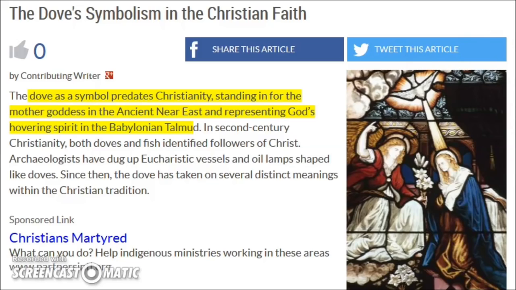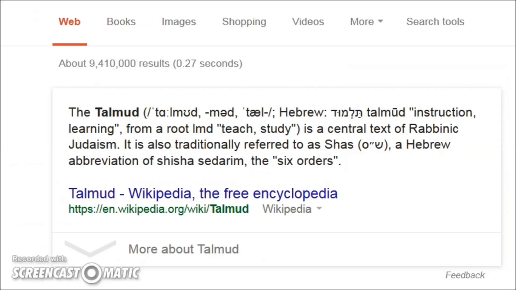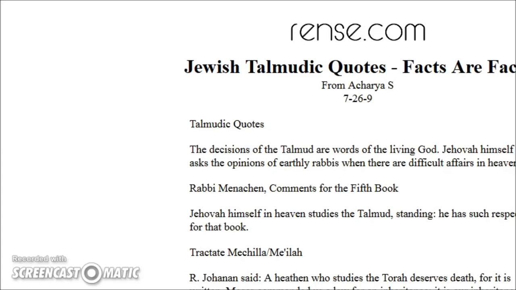All right, the Babylonian Talmud refers back to the Egyptian days, and what is the Talmud? It is the instruction, learning from a root meaning to teach or study. It is a central text of rabbinic Judaism. It is also traditionally referred to as Shas, a Hebrew abbreviation of Shisha Sederim, the six orders. I'm sure I mispronounced that. And here we go over to the Talmud, some quotes from the Talmud, which I think you'll find fairly interesting.